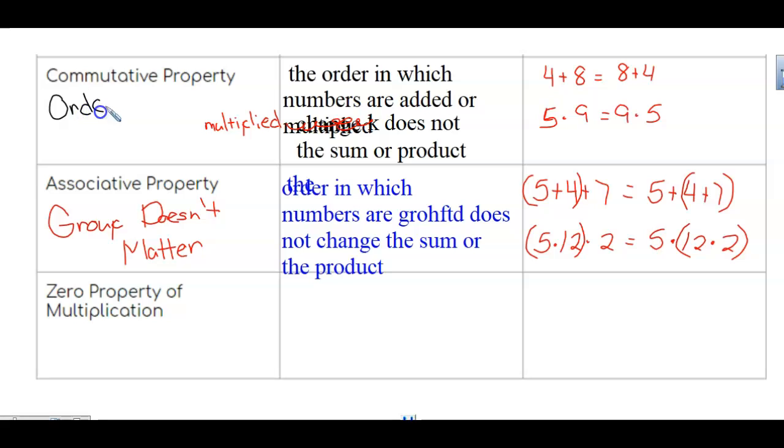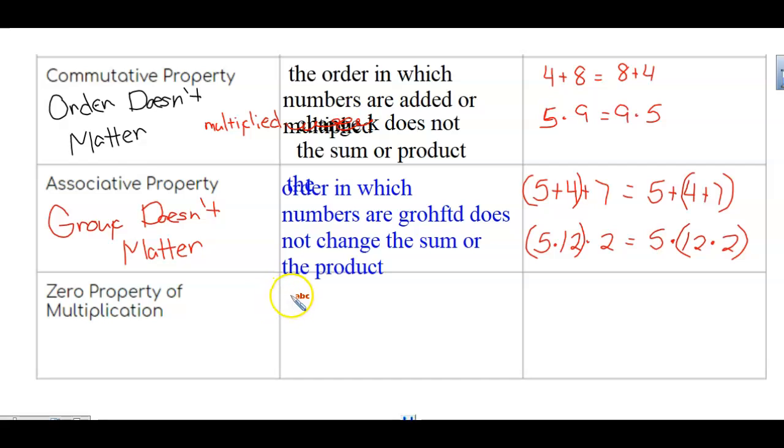Okay? And up here, I do want to write this, order. Doesn't matter. Okay? So if you're pretending they can only communicate with who's next to them, it doesn't matter what order they're in. Okay? Associative, it's who they associate with. So who are they in a group with? It doesn't matter.